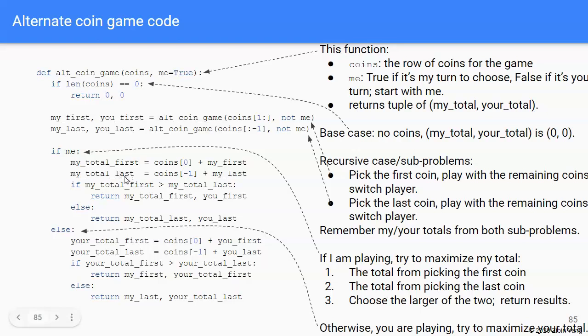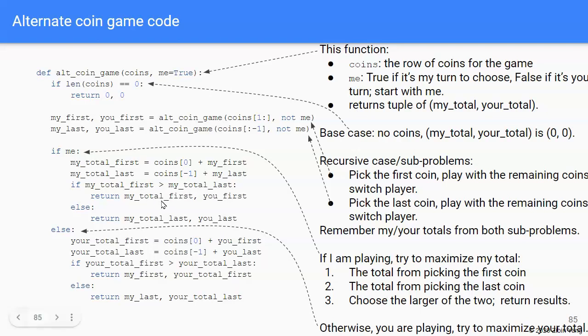And my total from picking the last coin would be the last coin plus whatever coins I get from playing the rest of the game, right? And then I would just compare the two. So if picking the first coin is going to give me more total coins than if I pick the last coin, then that's what I'm going to return, right?